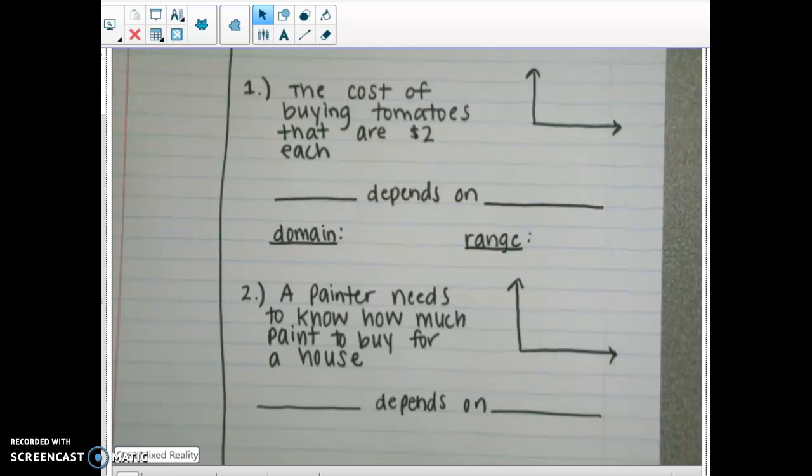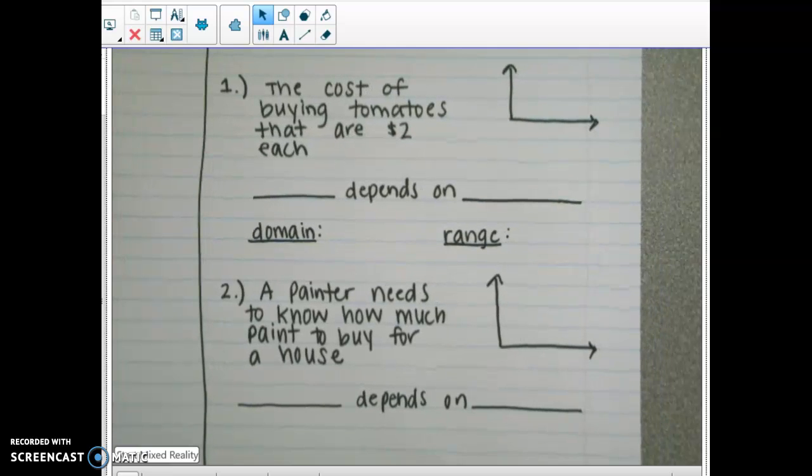So I have a scenario here, and our goal is to figure out what part of the story can we use for x and what part of the story can we use for y. So we have the cost of buying tomatoes that are $2 each. So when you're thinking about independent and dependent, think about what depends on what. Independent is something that you are like plugging in, and whatever the output is your dependent or the y.